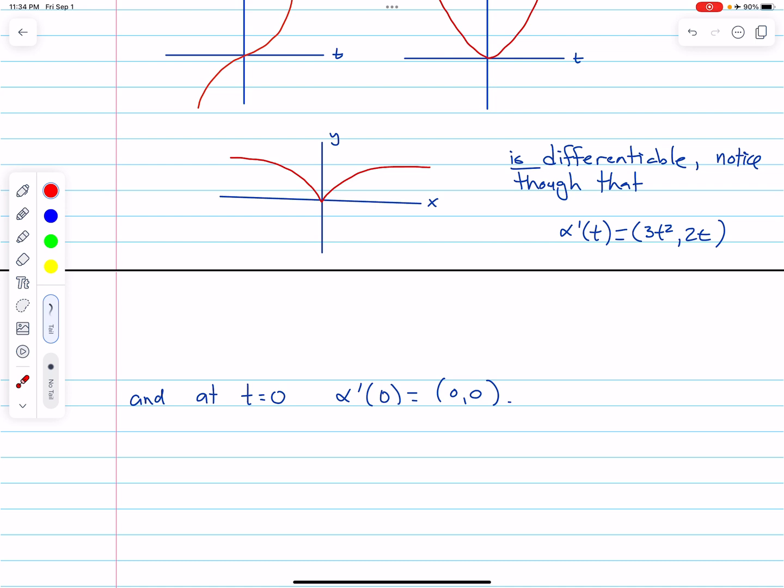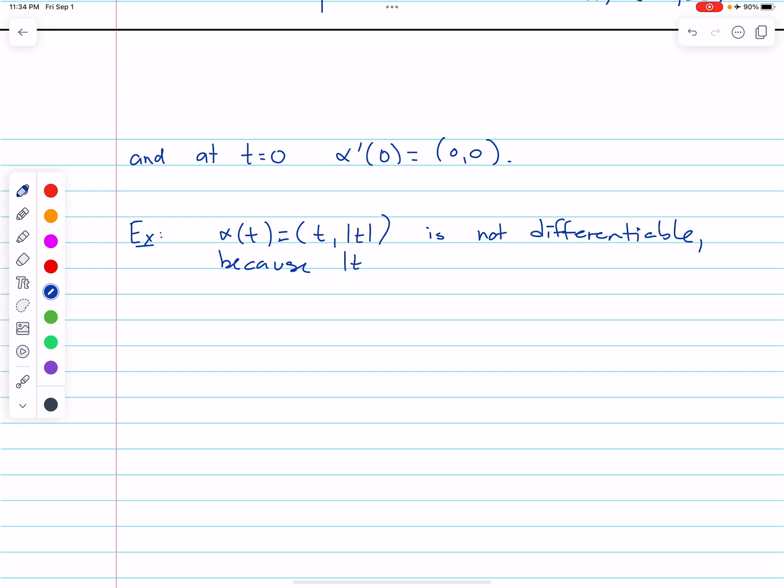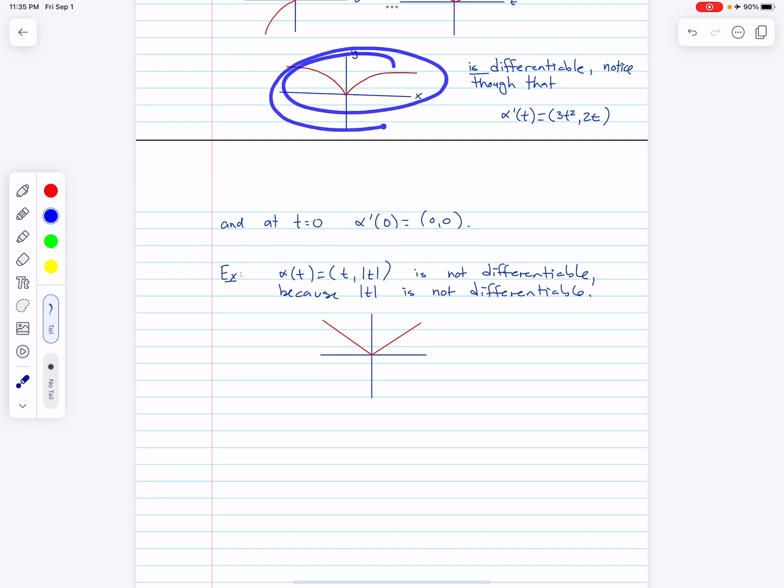So let's see how we're doing on time. Okay, maybe let's do just two more quick examples. This is an example from the book, and then I'll do an example not from the book. The curve alpha of t equals t, absolute value of t, is not differentiable because the absolute value of t function is not differentiable. Which is maybe a little weird, because if you look at the plot of this, it's just our absolute value graph. And clearly that doesn't look differentiable at the origin, but again, neither did this thing here, right? It doesn't look any worse than this one, but it is worse. So this is not a parametrized differentiable curve.